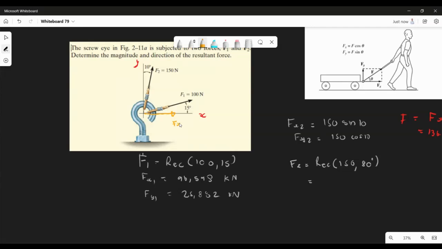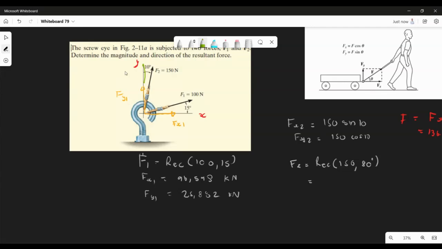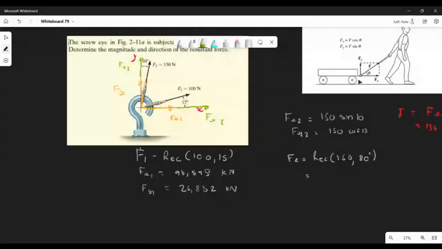That's FX1. And the other arrow here will be FY1. And then again on the same axis will be FY2. And then also on that axis will be FX2. Stop me if you're not following. The FY you're getting, the FY for F1. Guys, if you're lost, please say something.